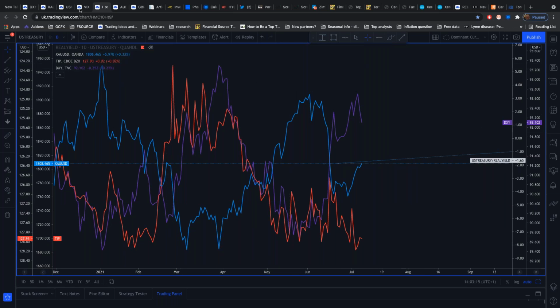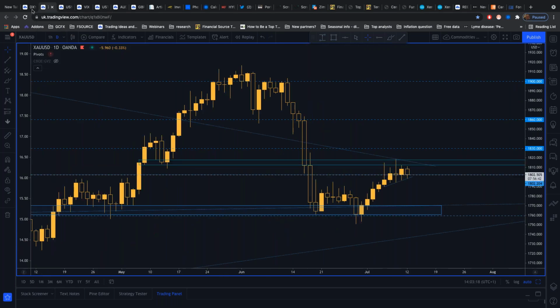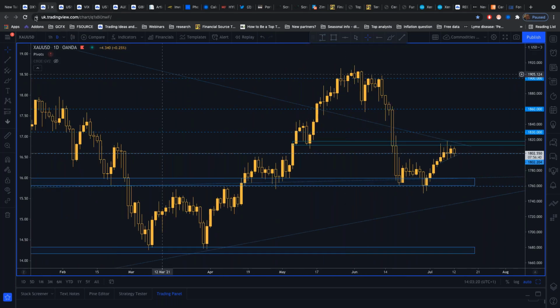Okay, so keep your eyes carefully peeled for gold's moves, and it's the real yield chart that you need, but don't forget to factor in inflation expectations and the dollar. So that's just explaining that.